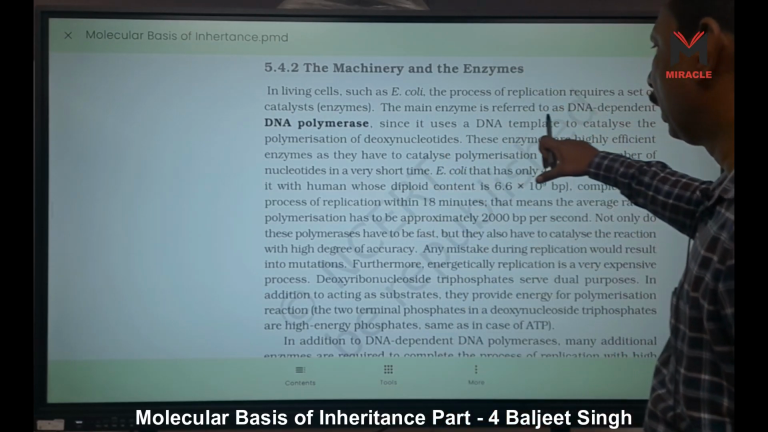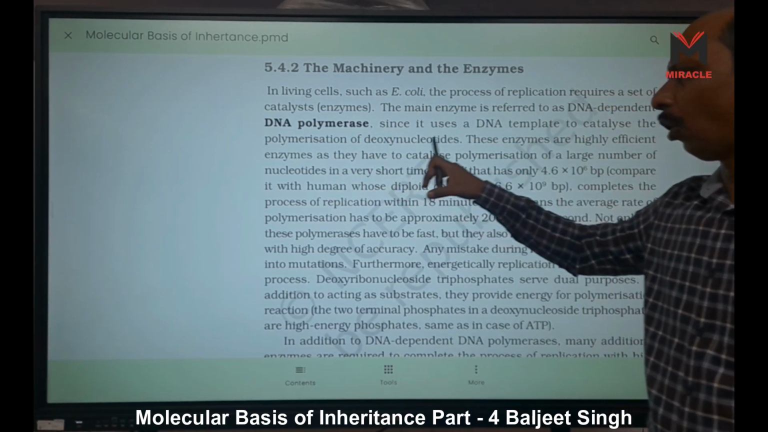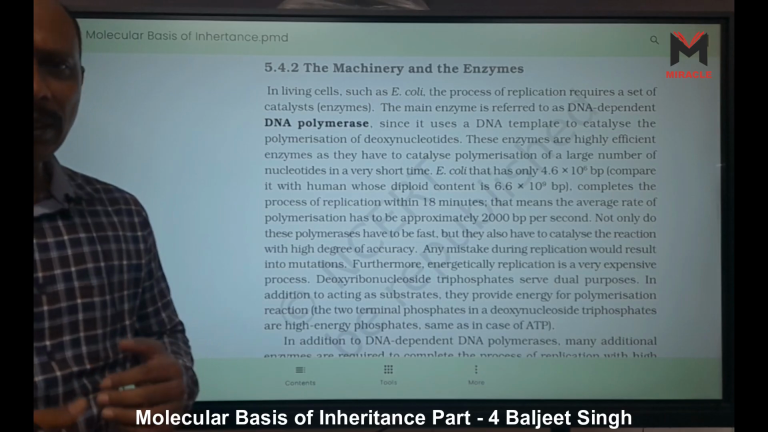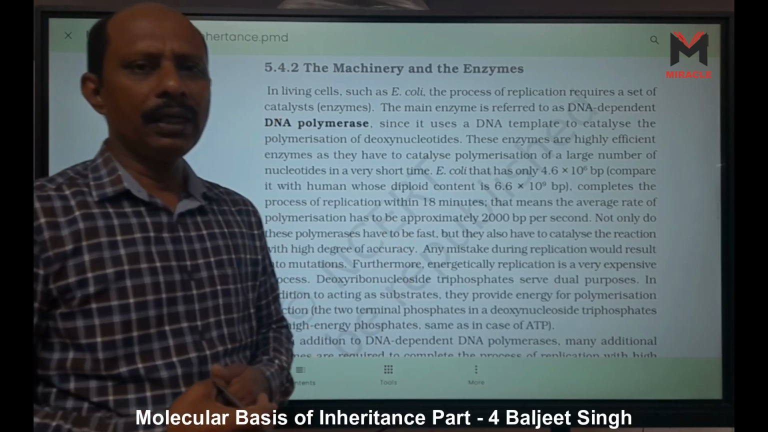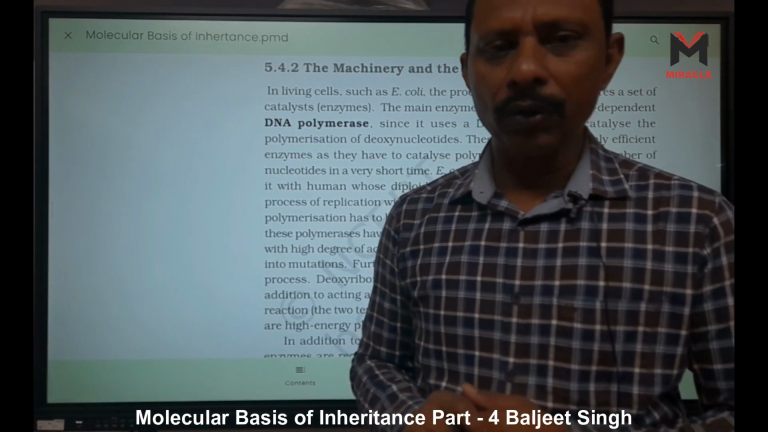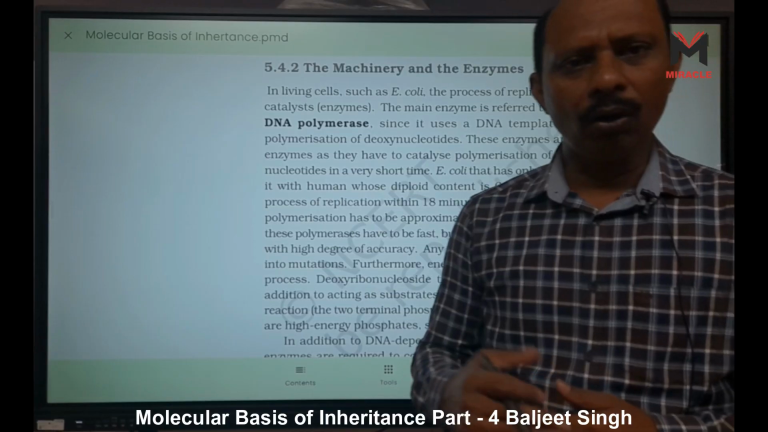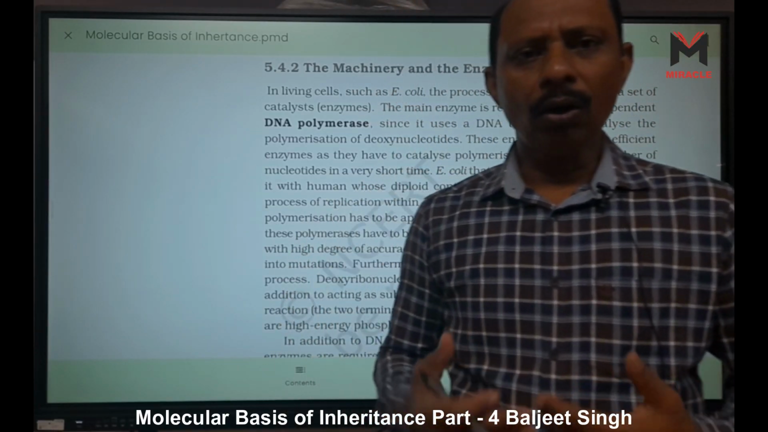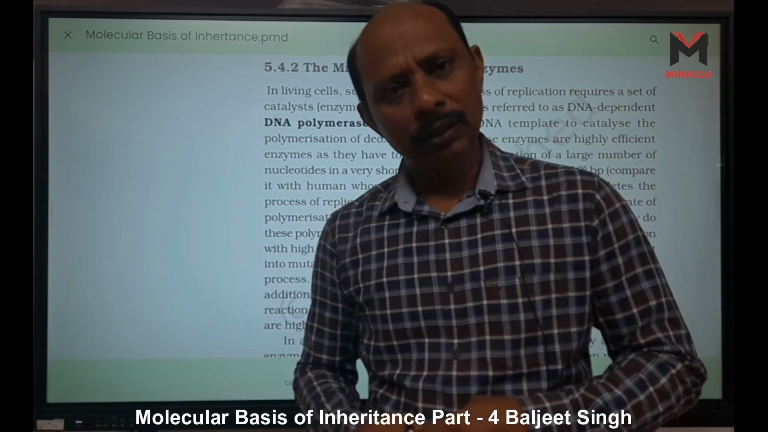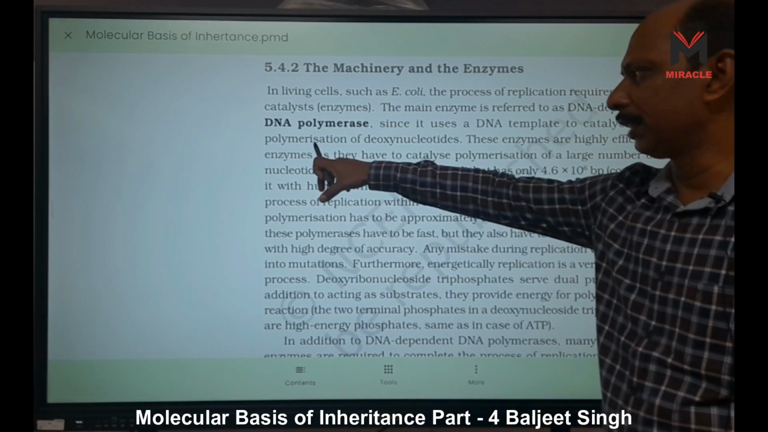Since it uses a DNA template to catalyze the polymerization of deoxynucleotides. Here, because DNA replication occurs, it needs deoxynucleotides, right? That means what? We have 4 nucleotides which are deoxy: deoxyadenosine triphosphate, deoxyguanosine triphosphate, deoxythymidine triphosphate, and deoxycytidine triphosphate. These are 4 nucleotides which are essential for DNA polymerization, right?